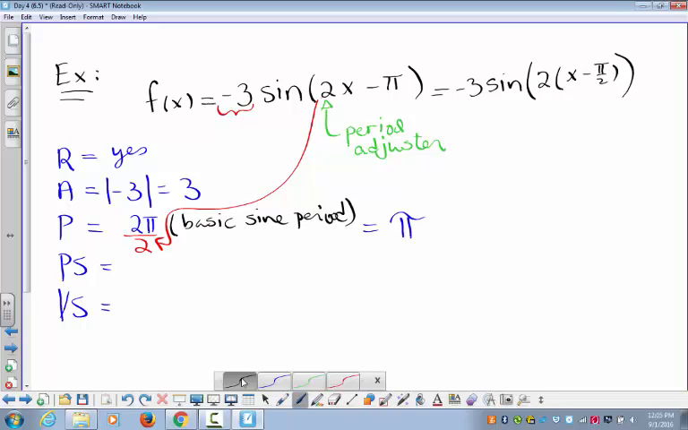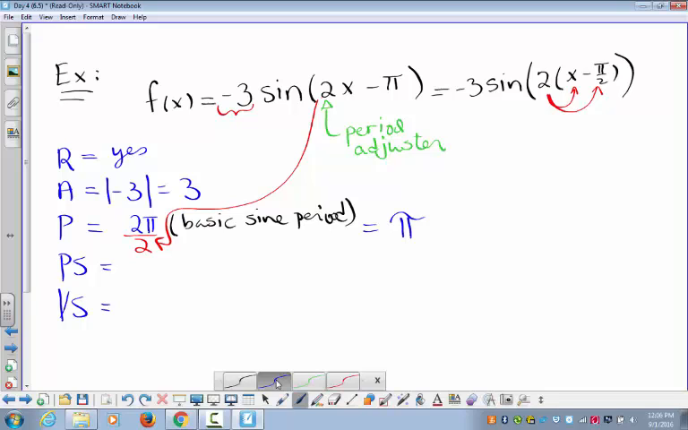So if you factor, do you agree that that's the right factorization? You take the 2, you distribute it. 2 times x is 2x. 2 times pi over 2 is pi. Right? What do you think the phase shift is then, with a minus pi over 2 in there? Phase shift is the same as horizontal shift. To the right, pi over 2? Yeah, exactly. To the right, pi over 2.